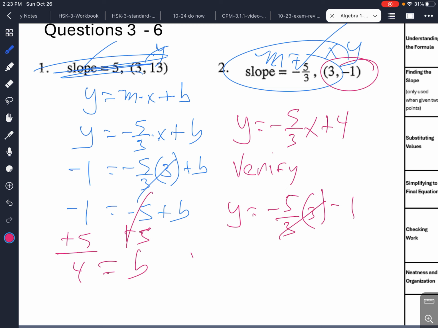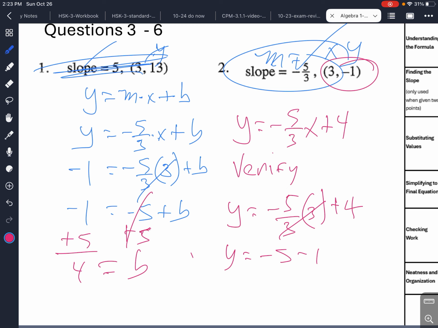That cancels out. Y equals negative 5 minus 1. I'm sorry. What did I do? It should have been plus 4. Something's wrong. What did I do wrong here? 5/3, 3, negative 5, negative 5, add 5, 4.